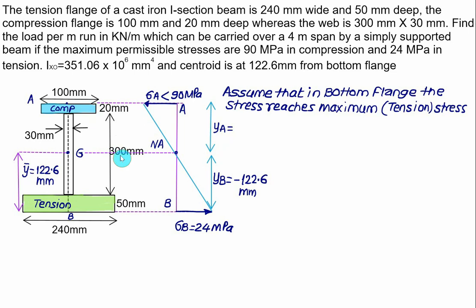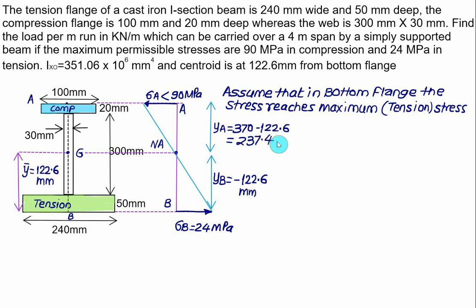Total distance is 300 plus 50 plus 20 minus y bar. 350 plus 20 is 370. So we have 370 minus 122.6. So this distance is YA, and YA comes out to be 237.4.